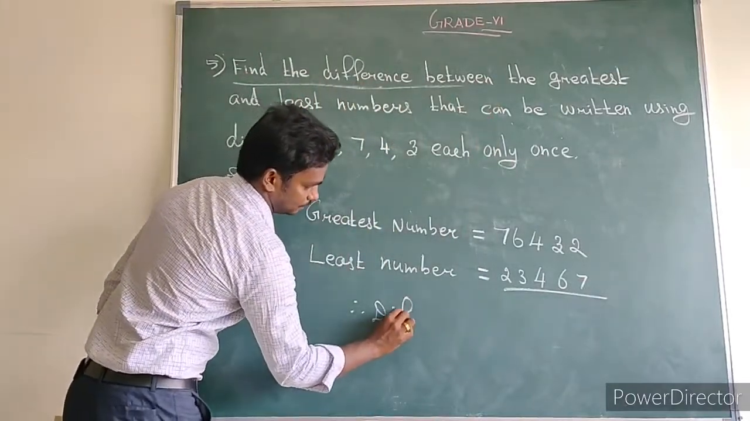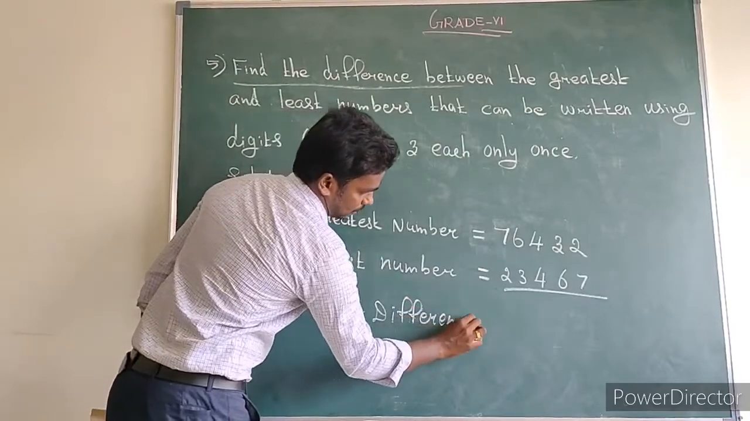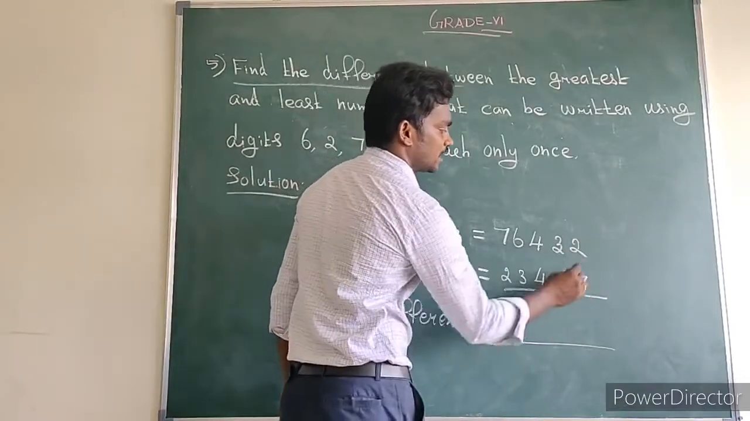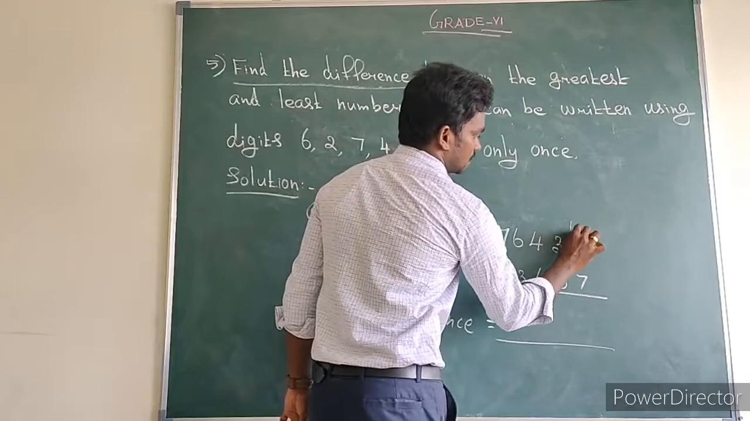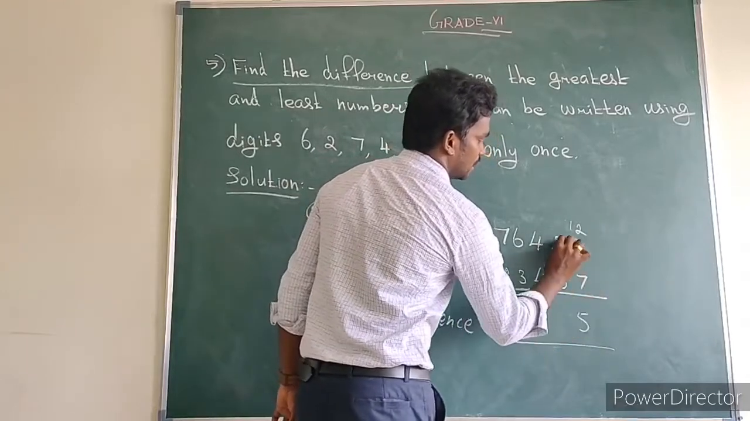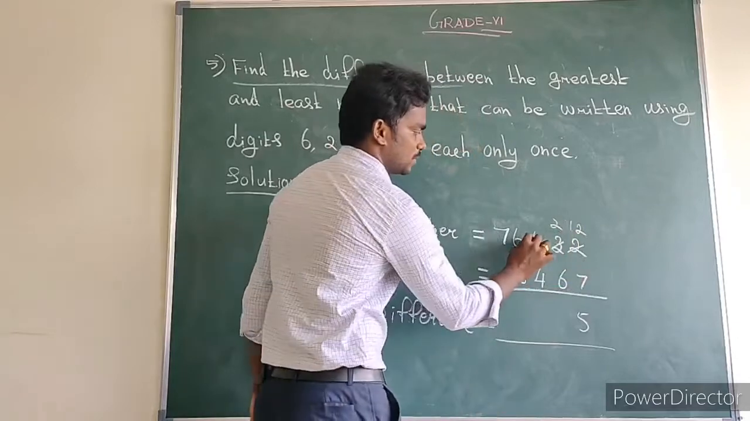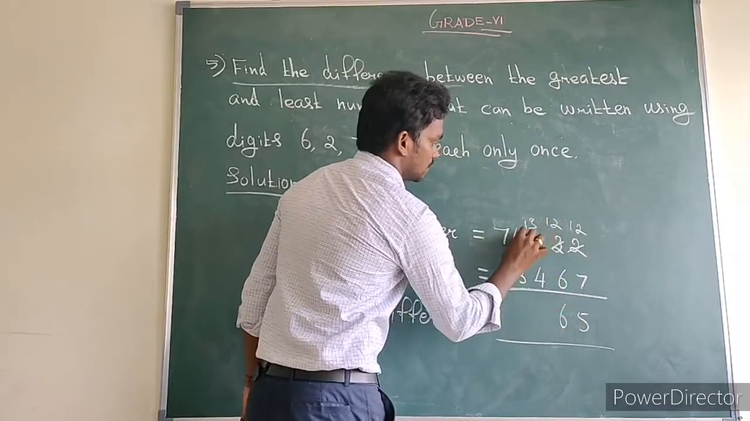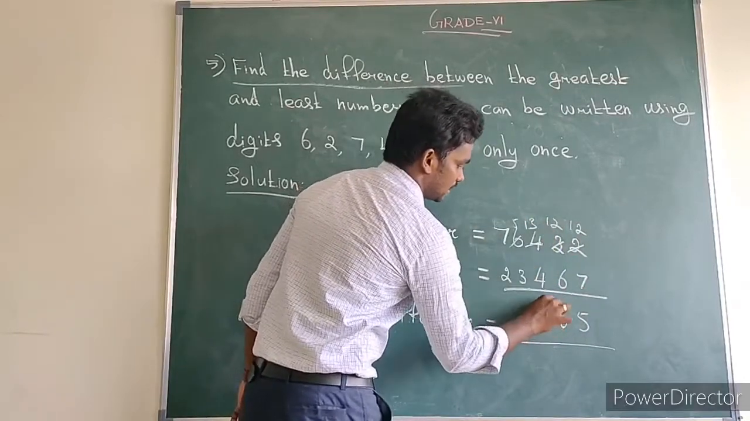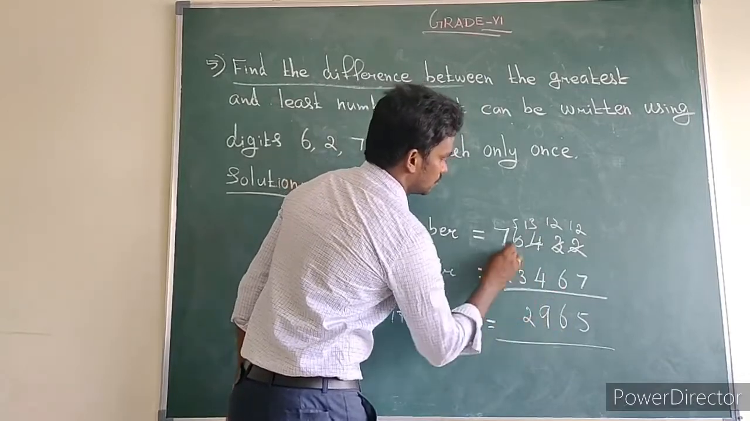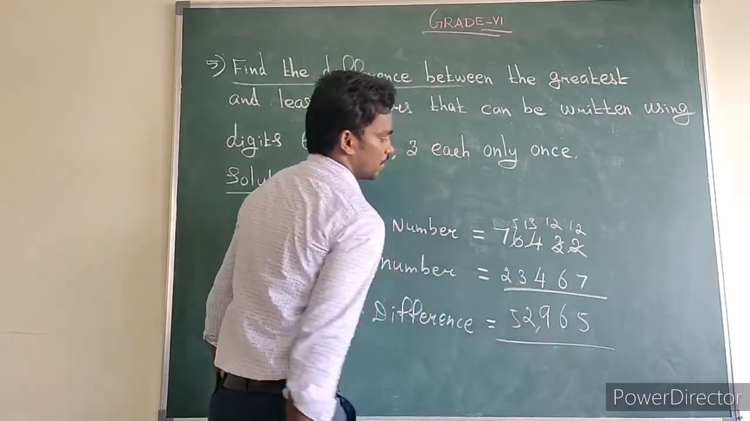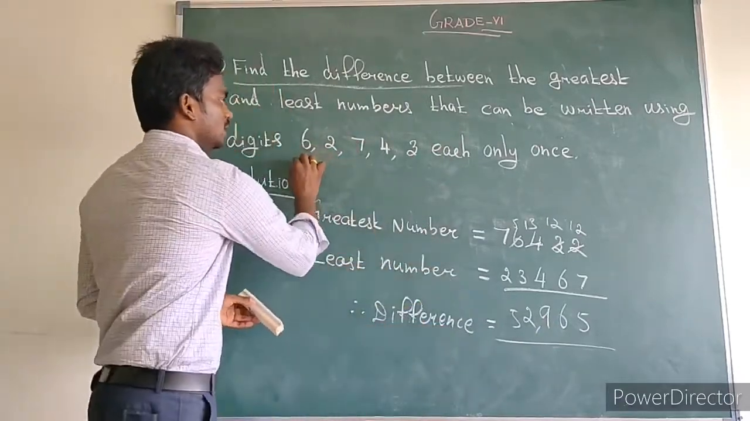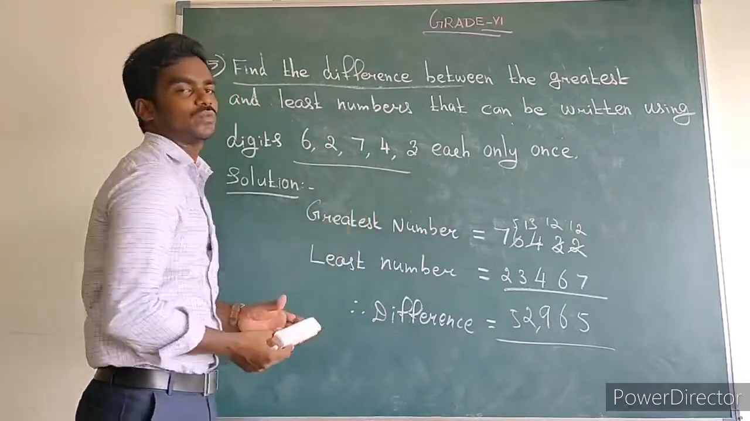Therefore, difference is equal to, what is the difference value? So 2 minus 7, that is not possible. So we can borrow from the previous number. So 12 minus 7, what is that? 5, and this number is 2. 2 minus 6 is not possible. So 12, 3. So 12 minus 6 is 6. So this is 13 and this one is 5. 13 minus 4, what is that? 9. Next 5 minus 3, 2. Next 7 minus 2, 5. So 52,965 is the difference between the largest number and the least number formed by the digits 62743. Each number is used only once, right?